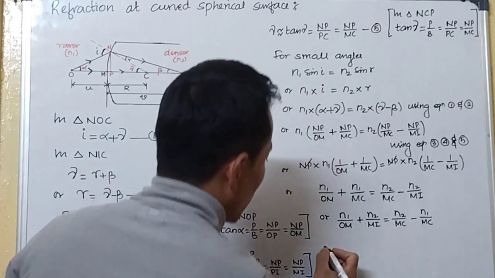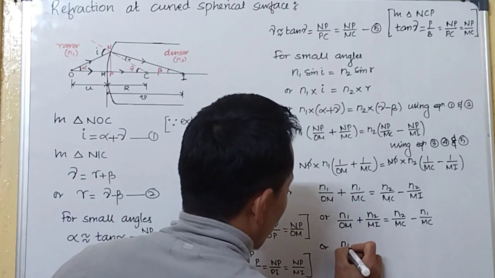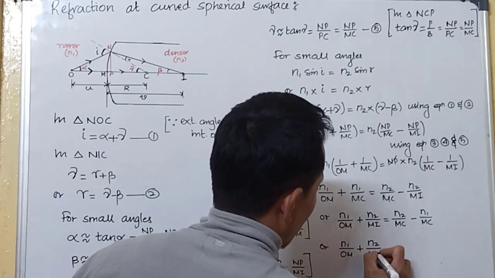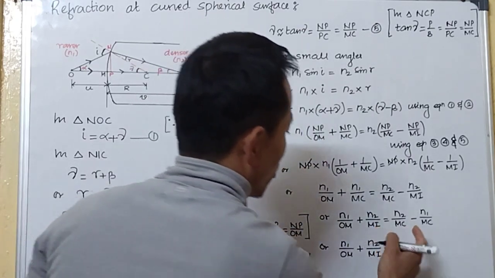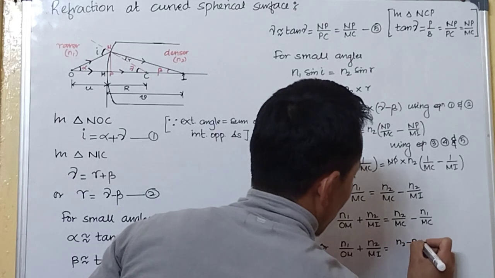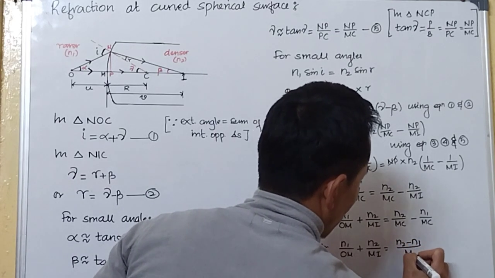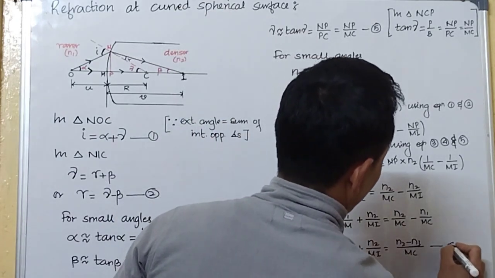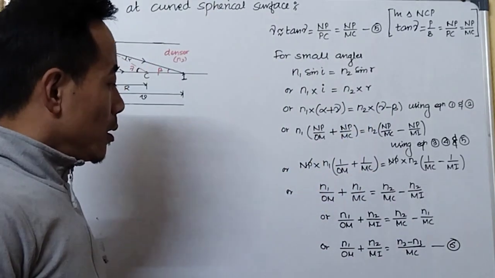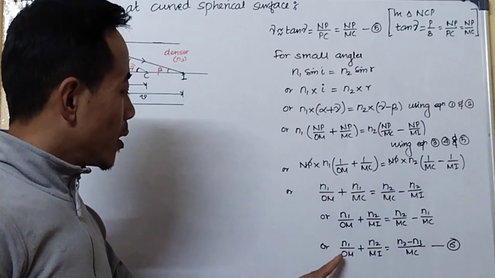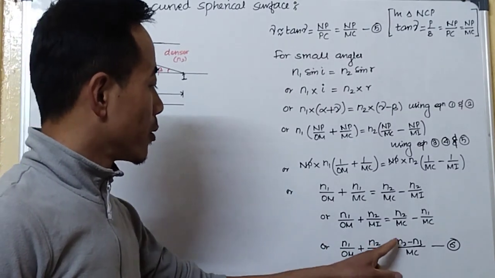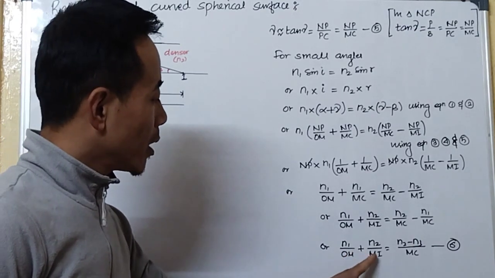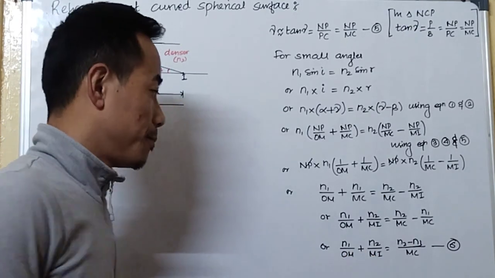Okay, or what we can do is N1 divided by OM plus N2 divided by MI is equals to, you can write this as N2 minus N1 divided by MC. Let this be equation number 6. So here we have obtained this equation, N1 by OM plus N2 by MI equals to N2 minus N1 divided by MC. Now let's find out the value of OM, MI and MC from the diagram.